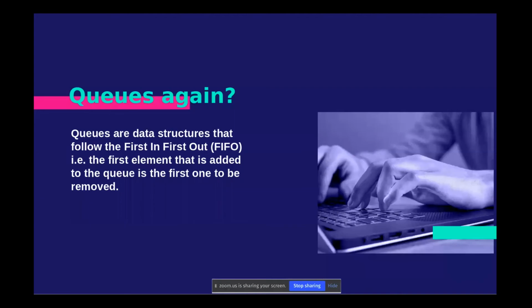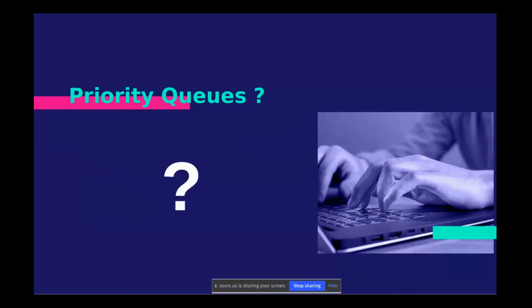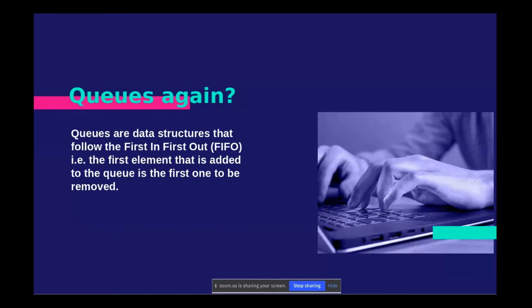So if we come back to that definition again: queues are data structures that follow the first in, first out principle. The first element that is added to the queue is the first one to be removed. Now it kind of makes sense, right? So we'll just move on. That's it, guys. This is queues. We'll come back to the implementation part in a moment, after we discuss priority queues.